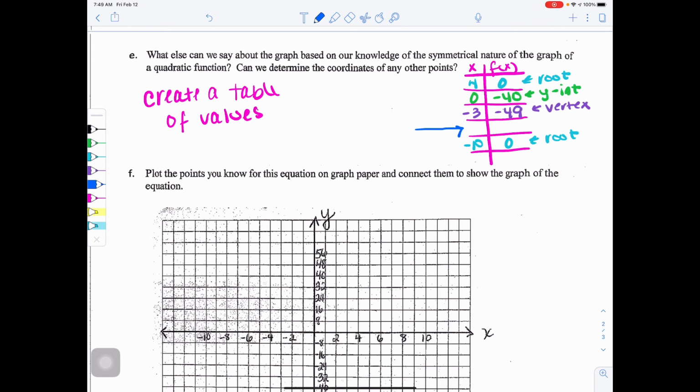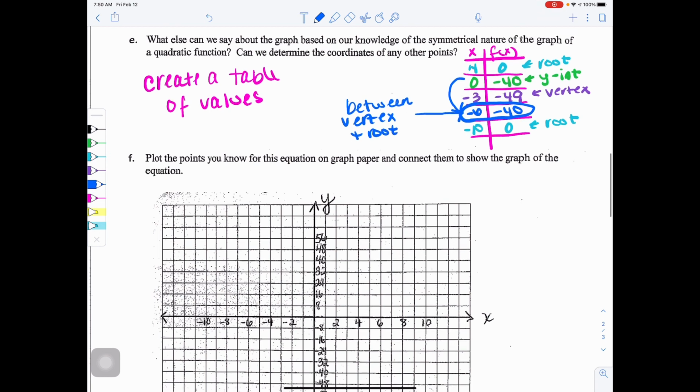Okay, so we know we have to find that symmetric piece that's between the vertex and the root. So using that symmetric property, we have to make sure we pick a point that makes sense to go in this position that is going to satisfy that symmetric property. So we know negative 40 is going to go here. We just have to figure out how far away we need it to be here. Well, 0 is 3 away from negative 3. So we need to go 3 away from negative 3 in the other direction, which would be negative 6. And now we can figure out this point as well using our symmetric property.